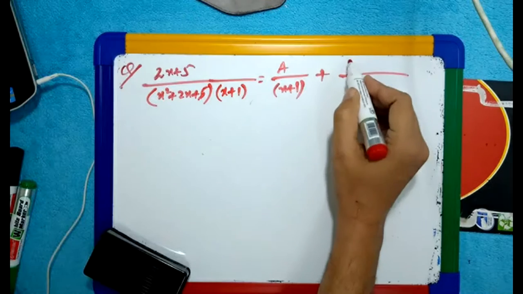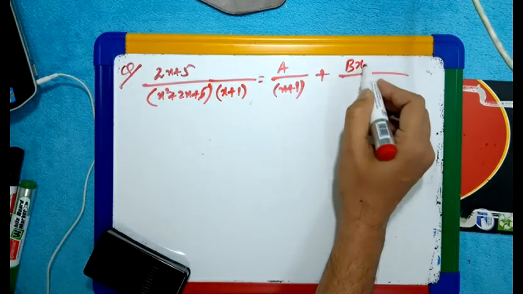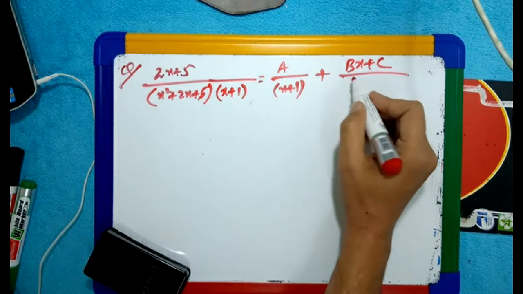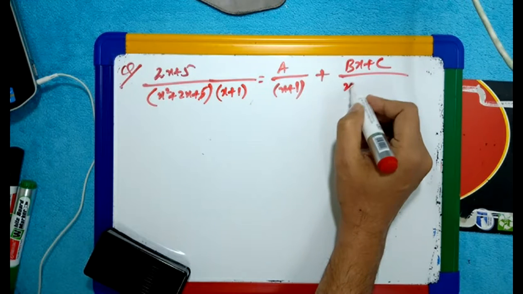A x plus... C. Next one you will do what? Bx plus c, because A is already occupied with this one, right? So Bx plus c over x square plus 2x plus 5. Got it?